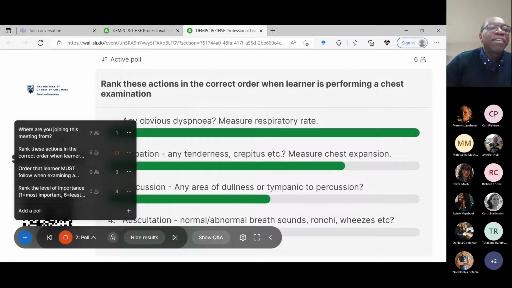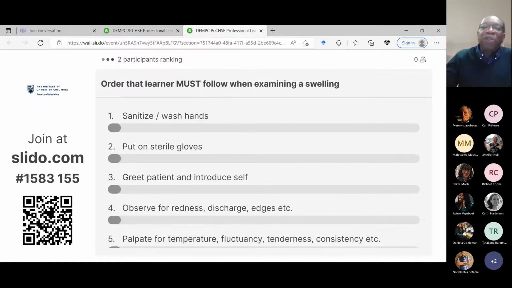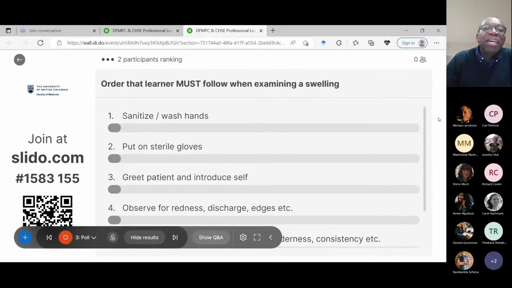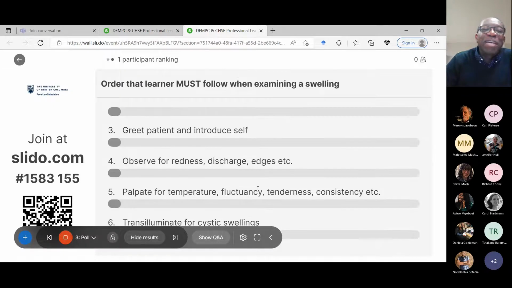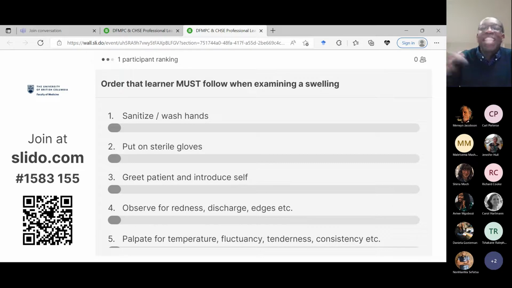Let's see whether we can do this. What about examining a swelling? If you were to write a curriculum so that when a student is examining any swelling in any part of the body, they must follow these steps. I have written 6 of them here, and let's see whether we can find some consensus about which one you would do first and which one you would do next, and so on and so forth.